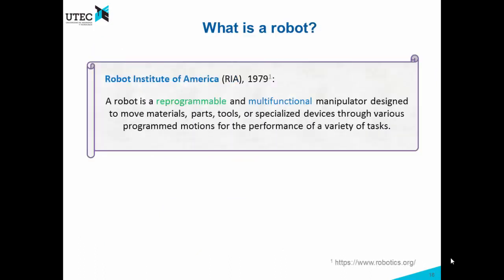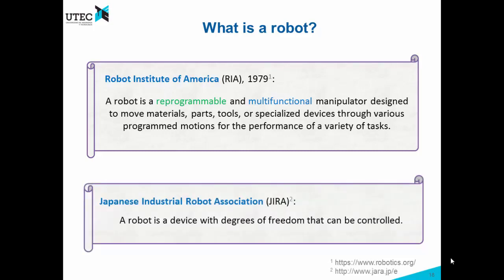For example, the Robot Institute of America said that a robot is a reprogrammable and multifunctional manipulator designed to move materials, parts, tools, or specialized devices through various programmed motions for the performance of a variety of tasks. The Japanese Industrial Robot Association said that a robot is a device with degrees of freedom that can be controlled.